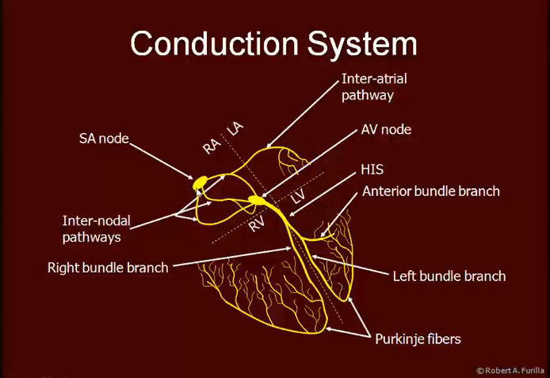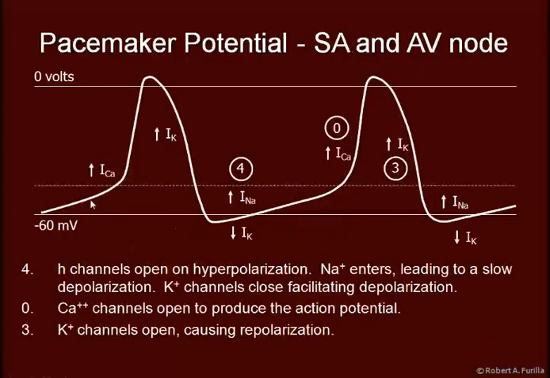The sinoatrial node is the pacemaker of the heart under normal conditions. There are reports that the pacemaker can actually be down in one of these internodal pathways. Generally, it's in the sinoatrial node. Here we're going to look at action potentials in the SA and in the AV nodes. The dotted line here represents threshold for voltage-gated calcium channels, and this solid line is the resting membrane potential for sodium channels. Let's begin at phase 4.